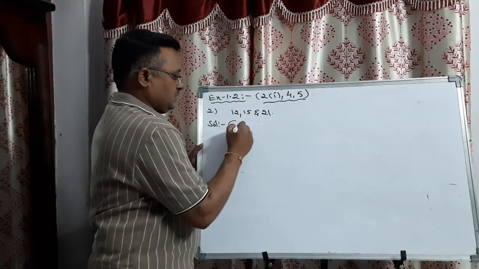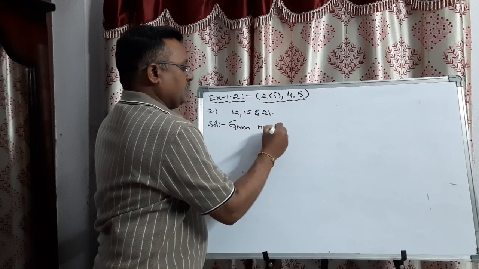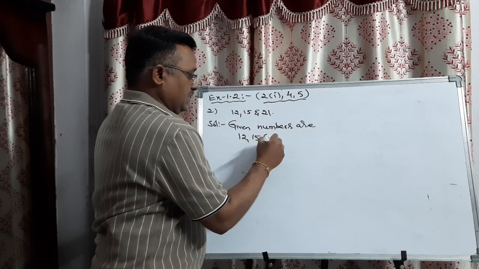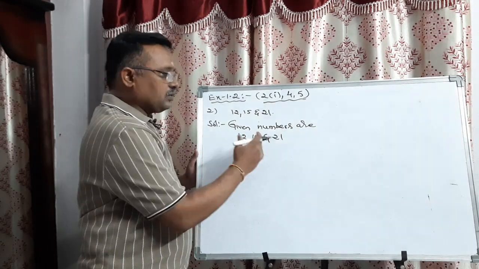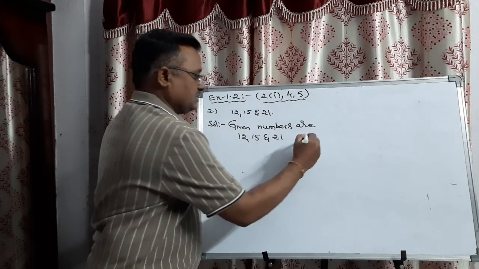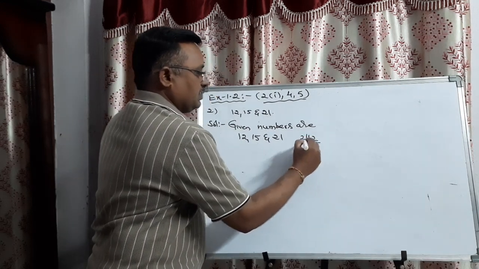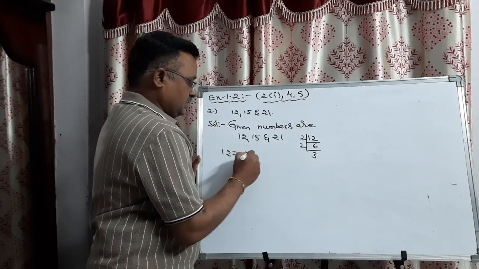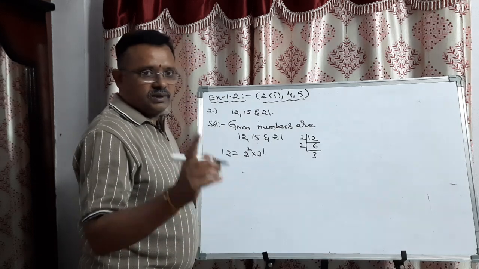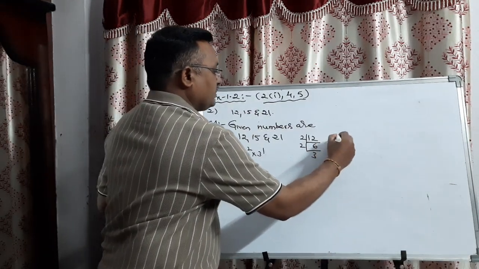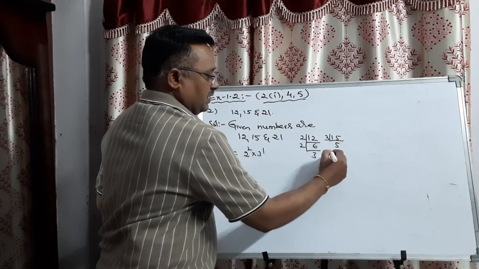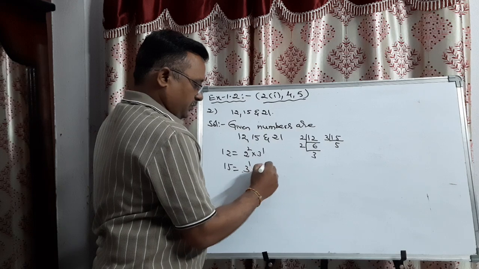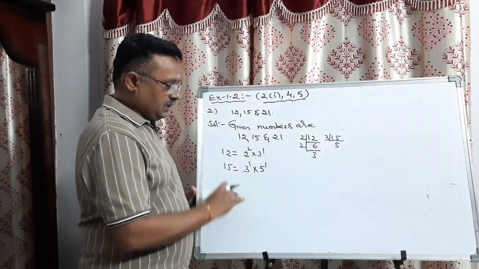Right, given numbers are 12, 15 and 21. Okay Nana? Now find out their prime factorizations. 12 is coming under prime factorization. 2 6s are 12, 2 3s are 6, therefore 12 can be written as 2 power 2 into 3 power 1. In the same way take 15, prime factorization, 3 5s are 15, that's it, both are prime numbers. So 15 is equal to 3 power 1 into 5 power 1. This is its prime factorization representation.